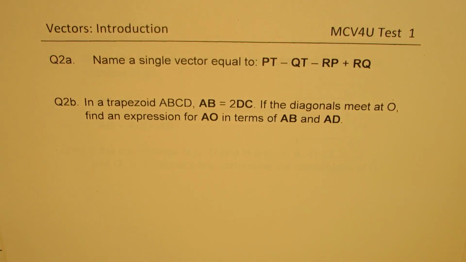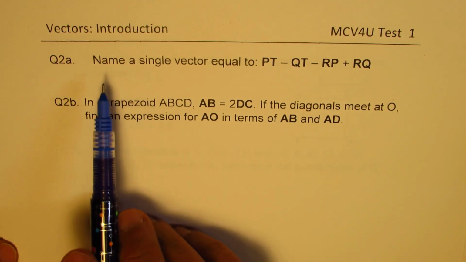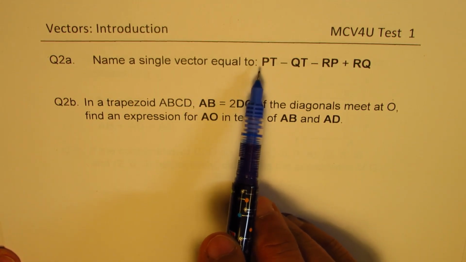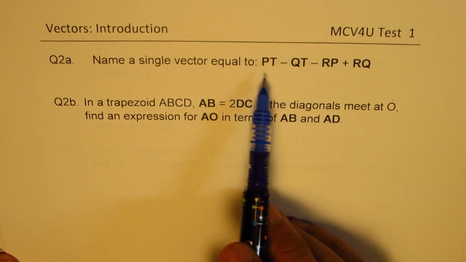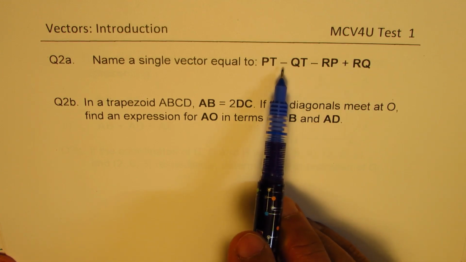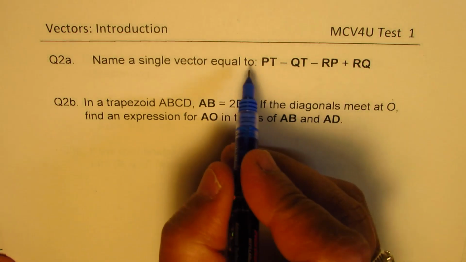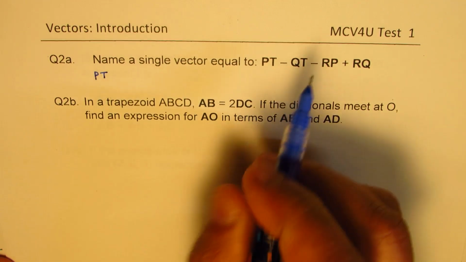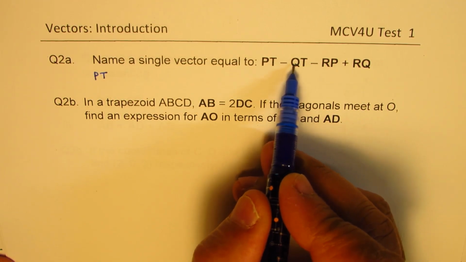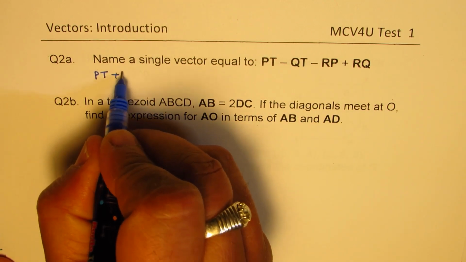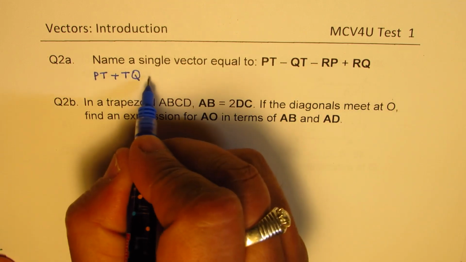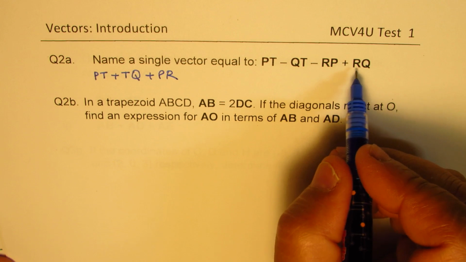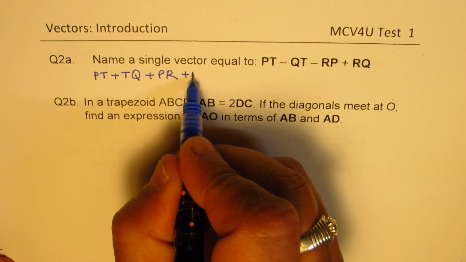Now let's look into question number 2. Part A is, name a single vector equal to PT minus QT minus RP plus RQ. Whenever you have such kinds of questions, it is good practice to write all with positive signs, right? So we could write this as PT. If I have to make a negative into a positive, I have to change the direction. So it becomes plus TQ, right? Here this becomes plus PR, and then here we have plus RQ.